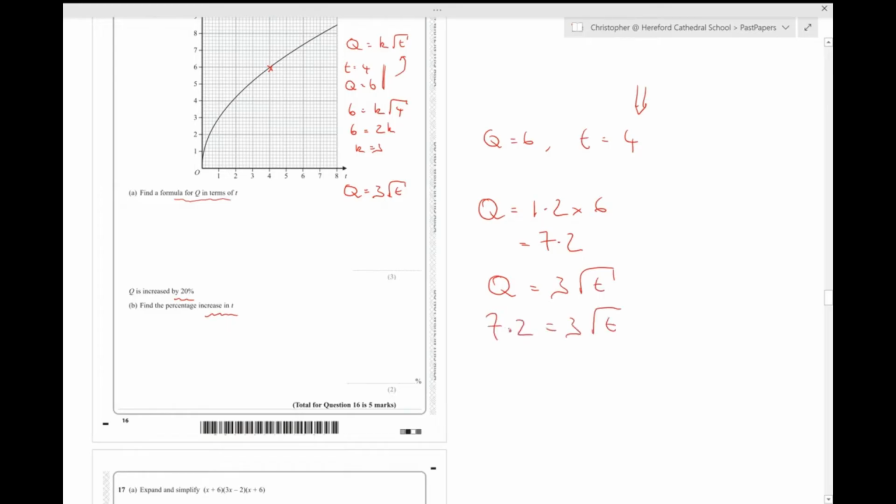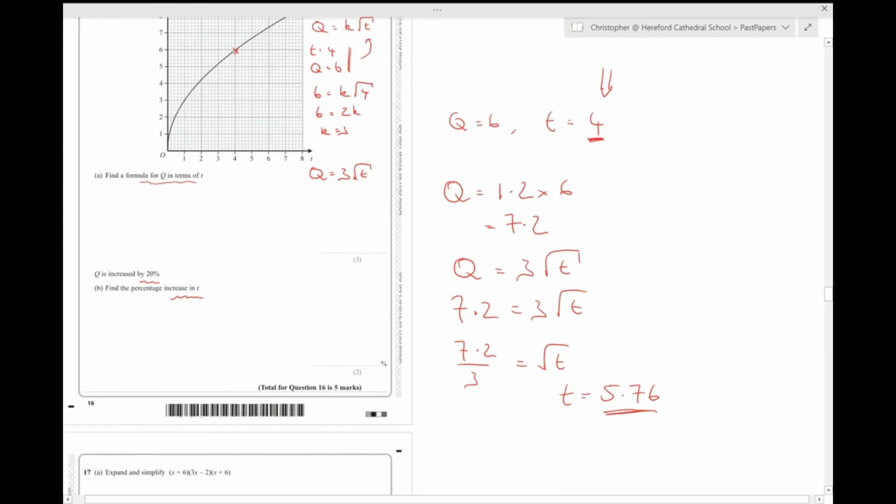Divide both sides by 3. And then square both sides. So divide both sides by 3, tells me what root t is. Square both sides, and I work out that t is equal to 5.76. So when I've increased Q from 6 to 7.2, t has gone up from 4 to 5.76.